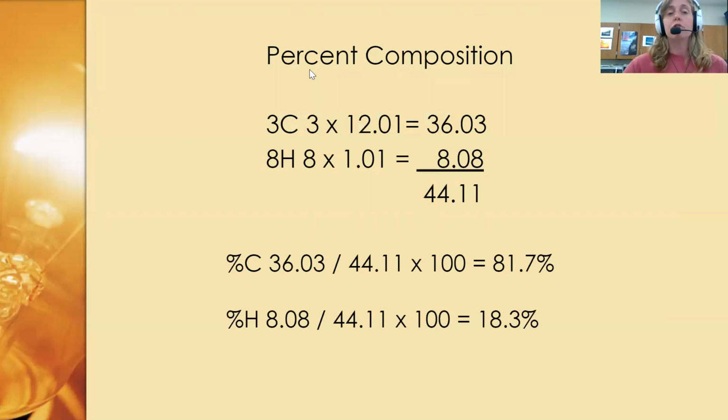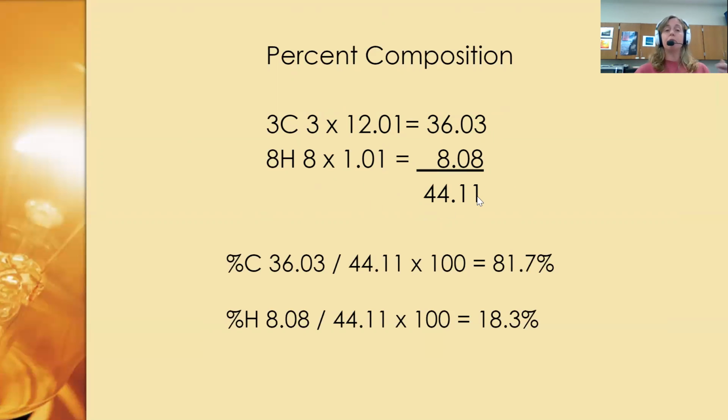So when I do the molar mass, you guys should already know how to do that. I see that I have 3 carbons here, so I'm going to say 3 times 12.01 equals 36.03. Then I'm going to take 8 times 1.01 and I'm going to get 8.08. I'm going to add those two together to get a total mass of 44.11. So this is my molar mass.